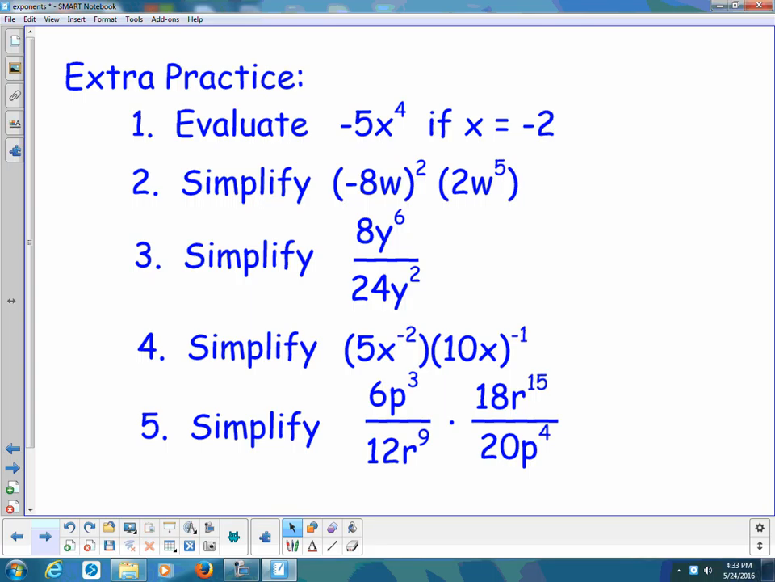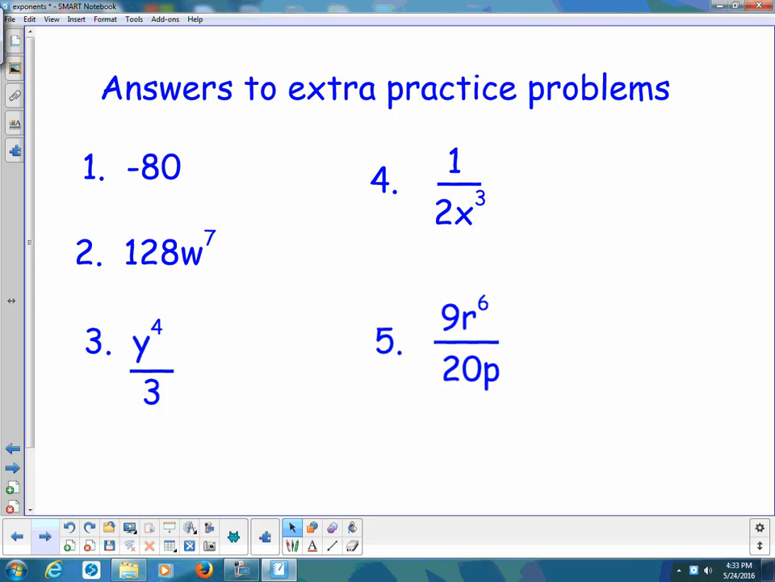Okay, hopefully you had a chance to try every one of these problems, and let's see what the correct answers are for these problems. All right, for number 1, you should have negative 80. For number 2, 128 w to the 7th. Number 3 should be y to the 4th over 3. Number 4 should be 1 over 2x cubed. And number 5 should be 9r to the 6th over 20p.